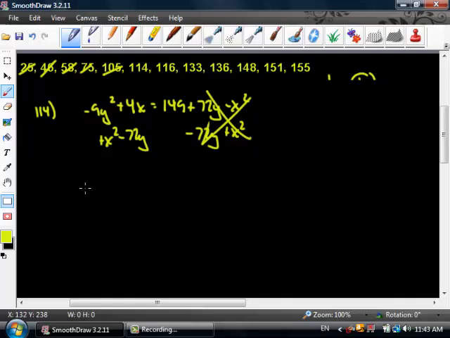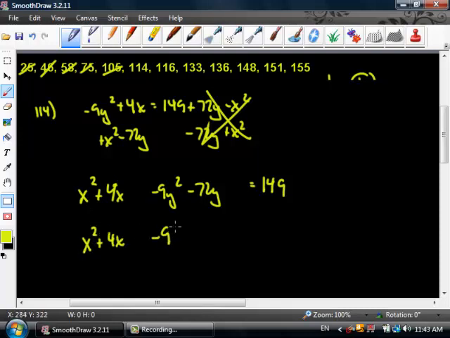So what I get is x squared plus 4x minus 9y squared minus 72y equals 149. Got to do completing the squares, so I'm going to go ahead and separate some stuff out. X squared plus 4x, leave yourself space, minus 9y squared plus 8y, right? Because if I multiply this negative 9 in, I'll get a negative. Equals 149. I'm going to add the boxes.